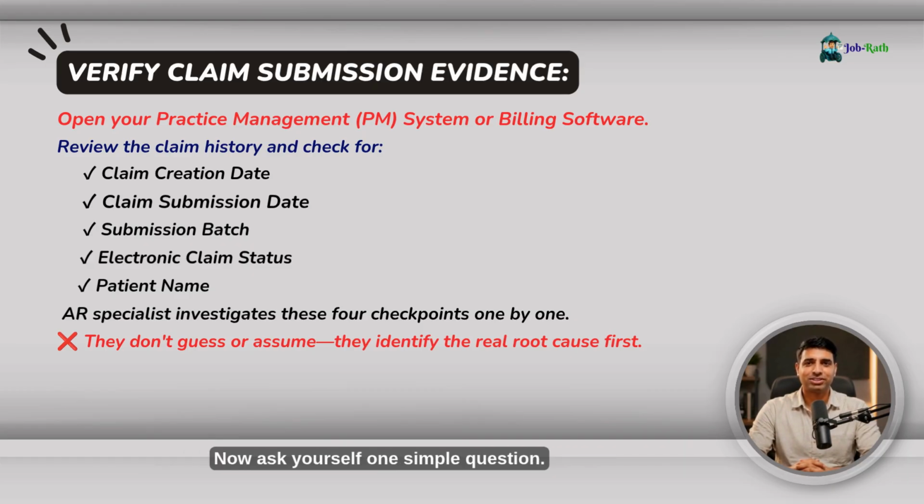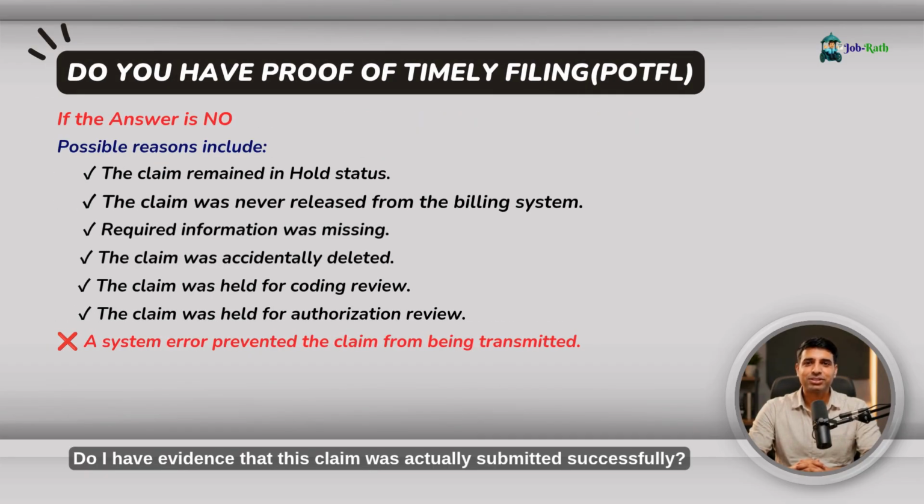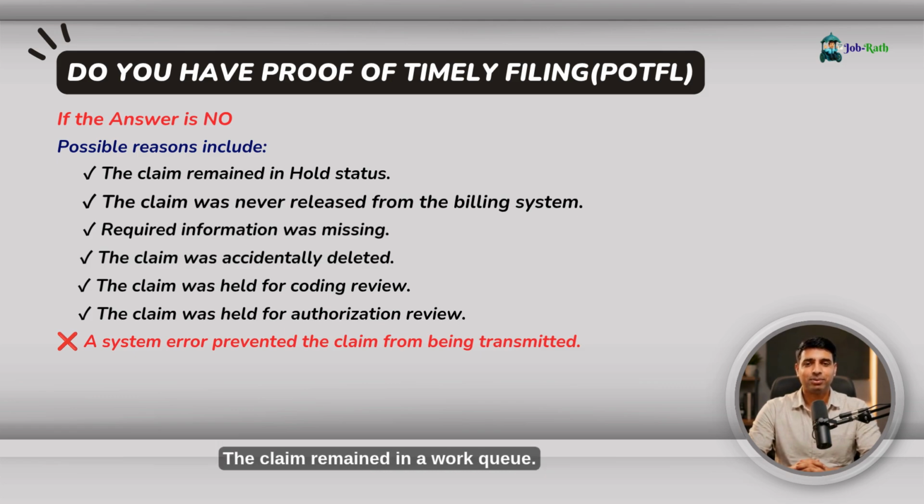Now ask yourself one simple question: do I have evidence that this claim was actually submitted successfully? If the answer is no, the claim may never have been sent to the payer. This can happen for several reasons. The claim remained in hold status. The claim was never released from the billing system. Required information was missing. The claim was accidentally deleted. The claim remained in a work queue. The claim was created but never included in a submission batch. The claim was held for coding review. The claim was held for authorization review. A system error prevented the claim from being transmitted.